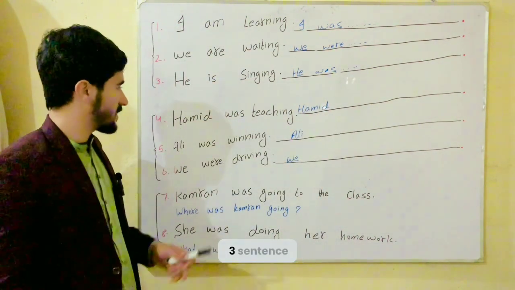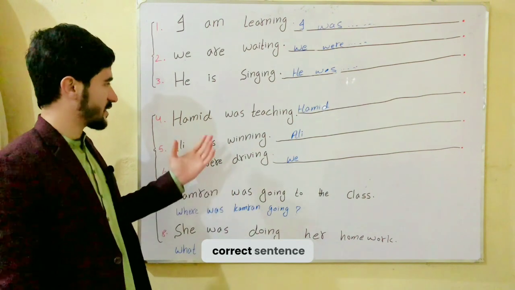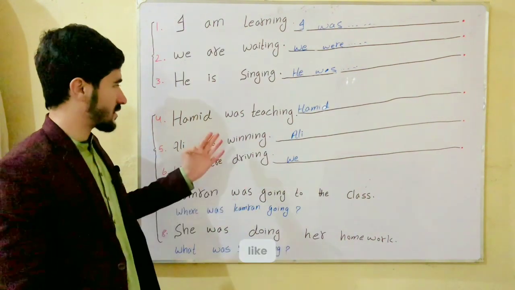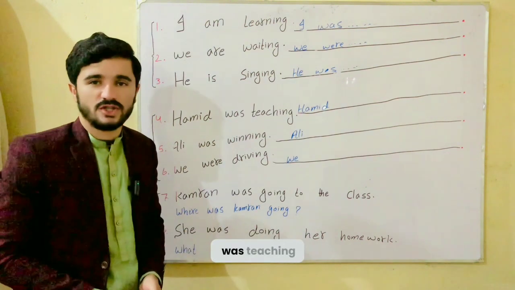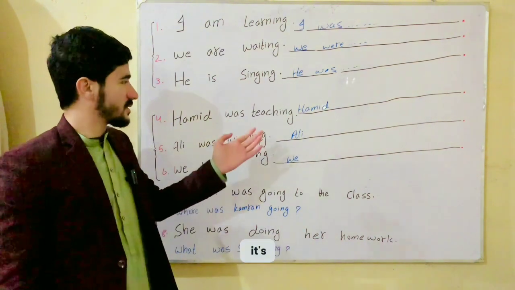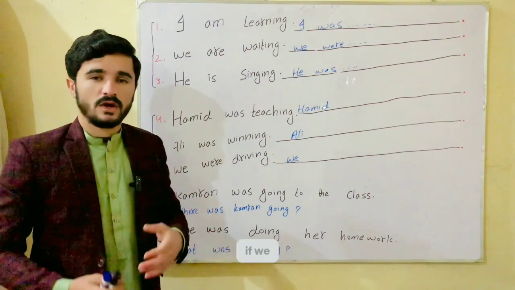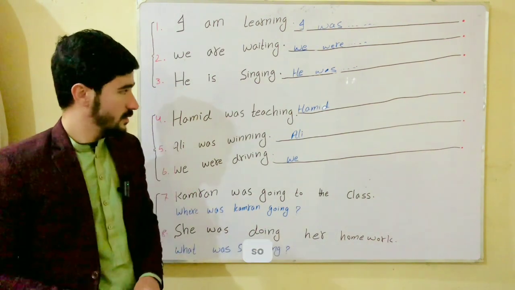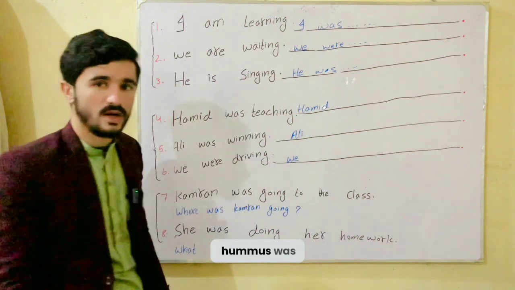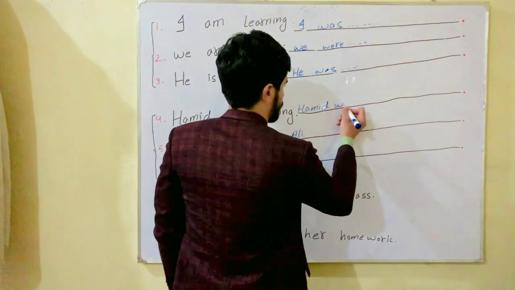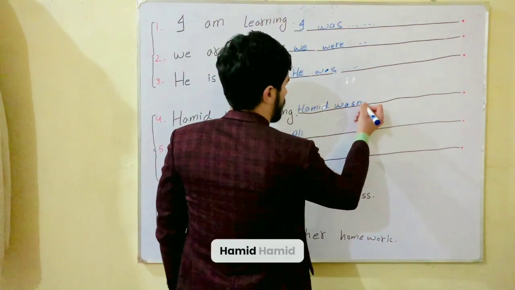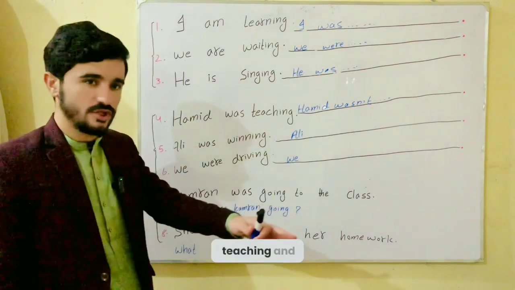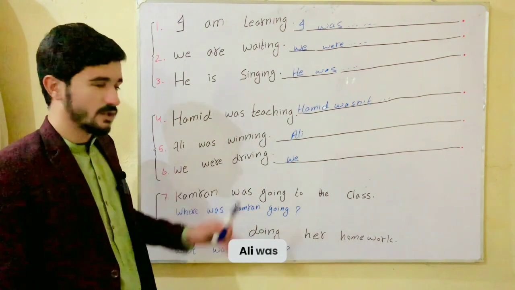There are another three sentences. This is a correct sentence because we use past continuous tense, like Hamid was teaching, but it's a positive sentence. If we convert it to the negative sentence, how do we use it? We use Hamid was not teaching.